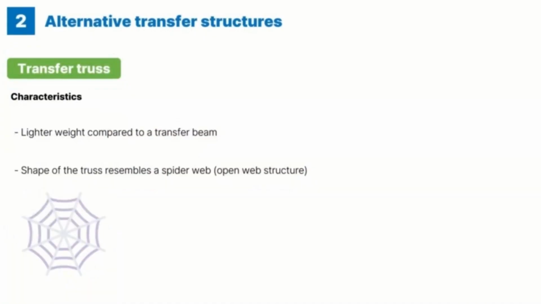The characteristics of a transfer truss include its lighter weight compared to a transfer beam. Additionally, the shape of the truss resembles a spider web, known as an open web structure. This structural form is easier to integrate with the building's architectural system compared to a straight transfer beam. In fact, by increasing the depth of the truss to a certain number of floors, each component becomes thinner, allowing it to seemingly integrate into typical residential units.